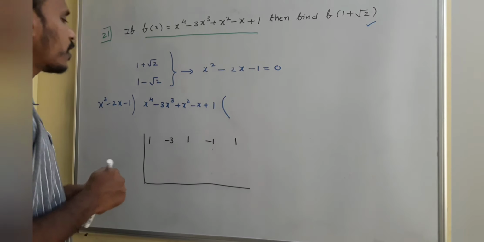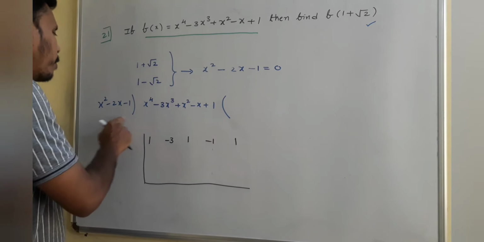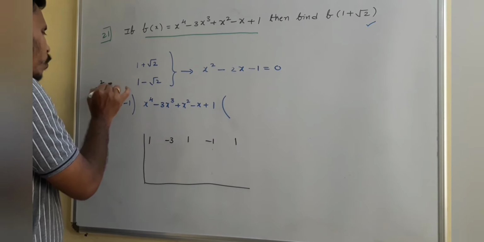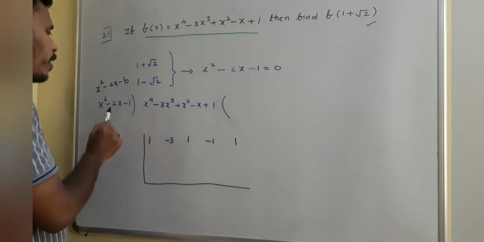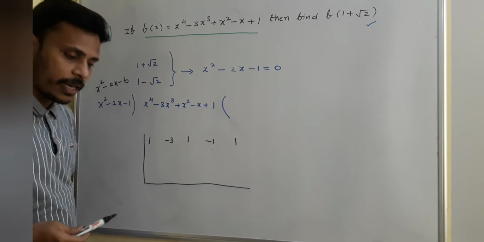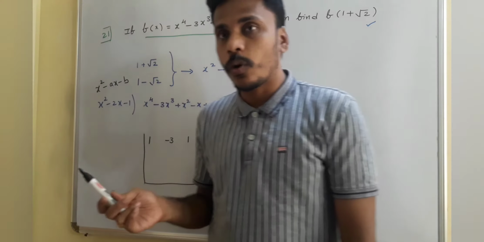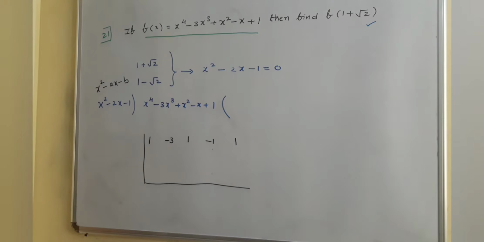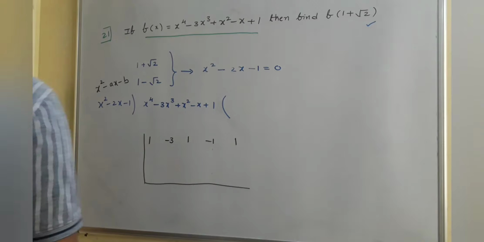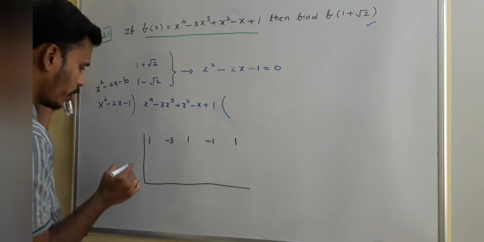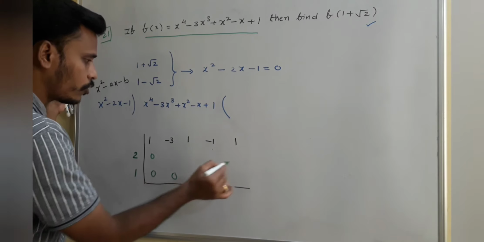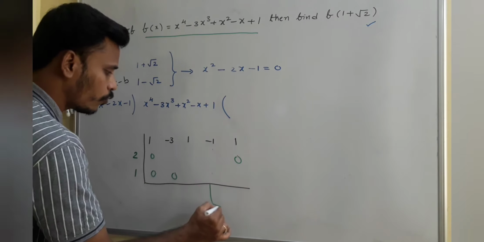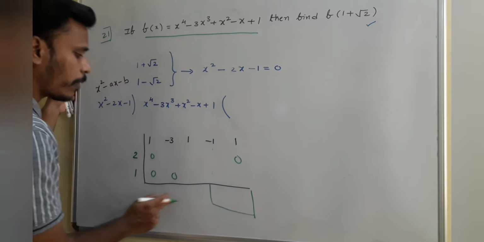While moving with the synthetic division of a quadratic factor, we need to compare the divisor with x square minus ax minus b. So when you compare x square minus 2x minus 1 with x square minus ax minus b, what is your a and what is your b? A is simply 2 and b is simply 1. So you just write 2 and 1 here, and 0, 0, 0, 0. These two will represent the remainder and this part will represent the quotient.